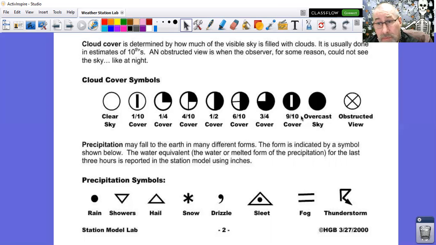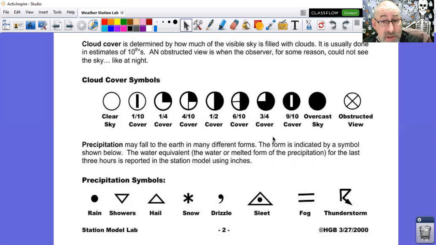And again, obstructed view. This means that for some reason you can't see the sky. You're inside a building, for whatever reason. There could be, if it's dark outside. So if there's an X in the circle, that means it's an obstructed view. It doesn't mean that it's 100% cloud cover. It doesn't mean it's overcast or 9/10 coverage. It just means the person who's doing the reading could not see the sky for some reason. So there's no data to represent it.